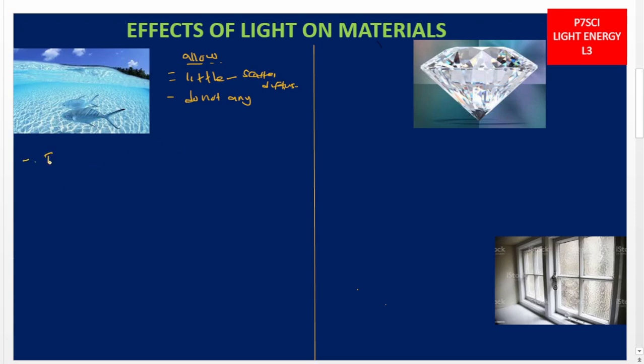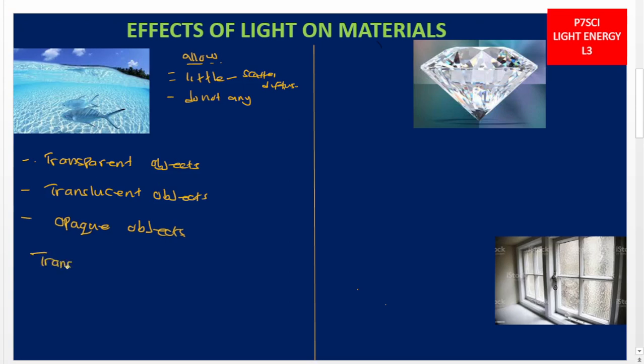Therefore, according to this behavior, we depend on that to classify materials, and these materials are classified into 3. 1, we have the materials that we call transparent materials or transparent objects. Then 2, we have what we call translucent objects, and also we have what we call the opaque objects. So those are the 3 classes of materials: transparent, translucent, and opaque materials. Now let us look at them one by one. Let us start with the transparent materials.